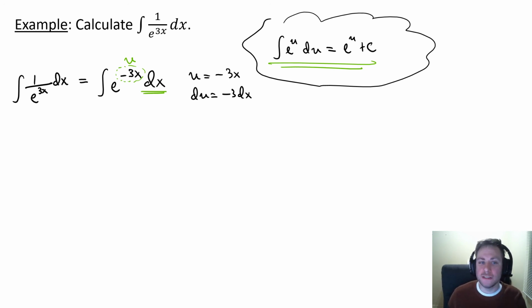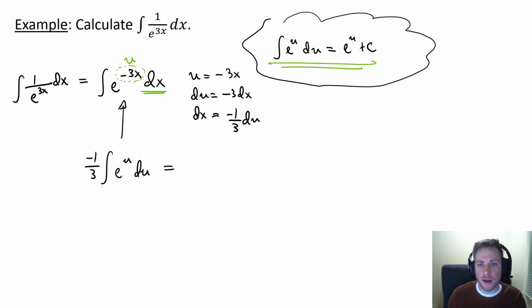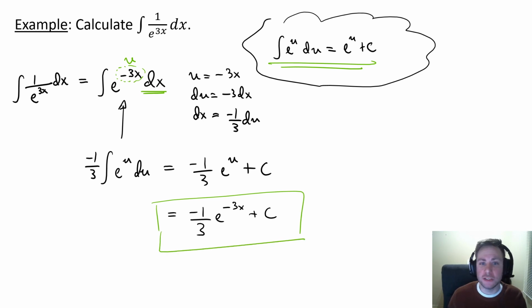So calculate du by taking the derivative as usual, and use that to express dx in terms of du. Completing the substitution now gives us this result, to which we can now apply our formula. The integral of e to the u is just e to the u. Don't forget to include the plus c. As a final step, don't forget also to express u back in terms of x, and we're finished.